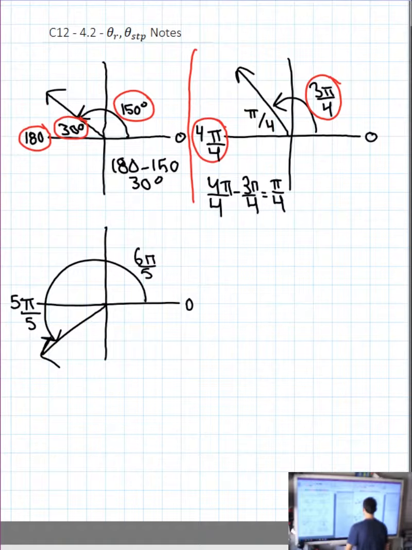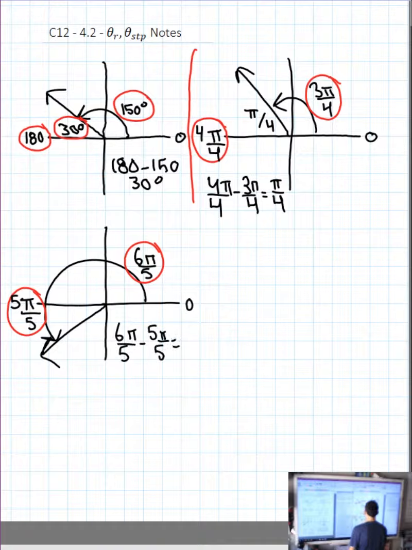And therefore my reference, if I do a subtraction, remember, if we're past, we have to do this minus this. Obviously, we have to get a positive answer. So 6 pi over 5 minus 5 pi over 5 equals pi over 5. And that is the reference angle. That goes inside the triangle near the origin, always touching the x-axis.